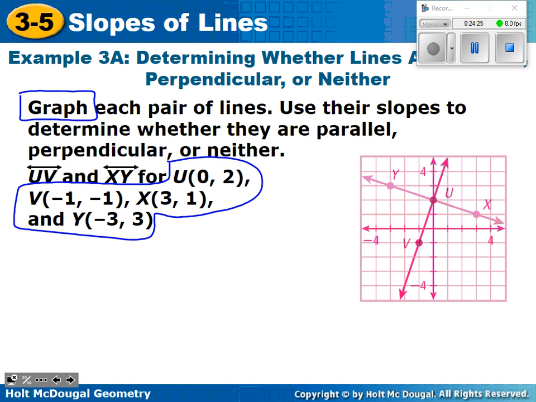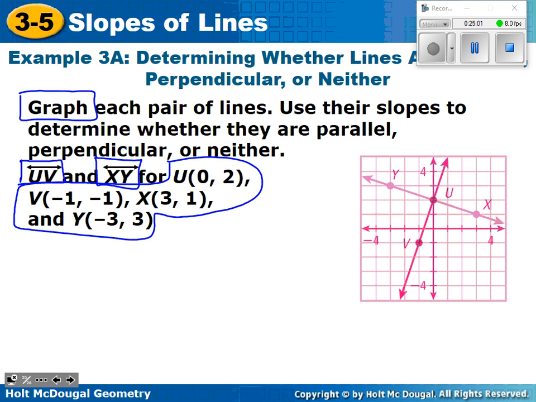In Algebra 1, we should have all learned how to plot points, right? The one thing I would warn you about, every year I see students get to their homework, see the points, and graph all 4 of them at once, and then they connect the wrong letters. So be very careful. It says to graph each pair of lines, use their slopes to determine whether they are parallel, perpendicular, or neither. The lines are UV and XY. So when you graph the points, make sure you connect U to V and then connect X to Y. Does that make sense? Just be really careful, otherwise you'll be connecting the wrong lines.